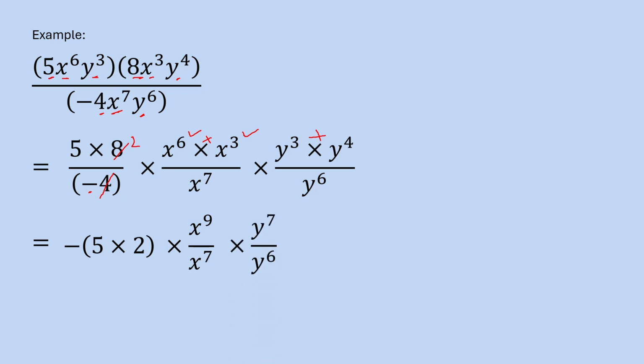So here we can see, now for further simplification, this value is minus 10, whereas x⁹ divided by x⁷ is equal to x to the power of 9 minus 7. Here 9 minus 7 is equal to 2, so x². Here y⁷ divided by y⁶, so y to the power of 7 minus 6 is equal to y¹. So here we can see minus 10x²y.